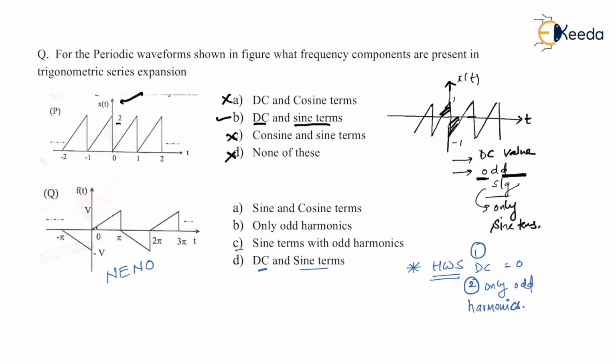Definitely, since it is half wave symmetry, DC value equal to 0. So we have to cut option D, right? We have to also cut option C because we cannot say it will have only sine terms with odd harmonics.